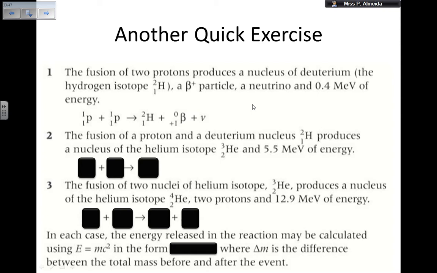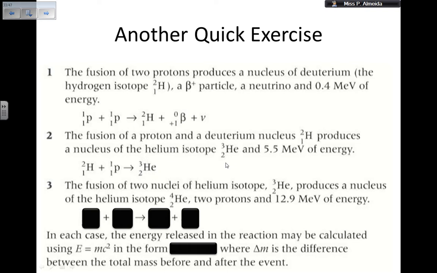Exercise 2. The fusion of a proton and the deuterium nucleus, this one, gives the nucleus of the helium isotope 3,2 and gives me 5.5 mega electron volts of energy. So again, actually starts with deuterium. So 2,1 hydrogen plus a proton 1,1, because again, mass number 1, atomic number 1. In the deuterium, I forgot to tell you, it has 1 proton and then it has 1 neutron as well. So 1 proton plus 1 neutron gives me a mass number of 2. And this gives me helium 3,2.